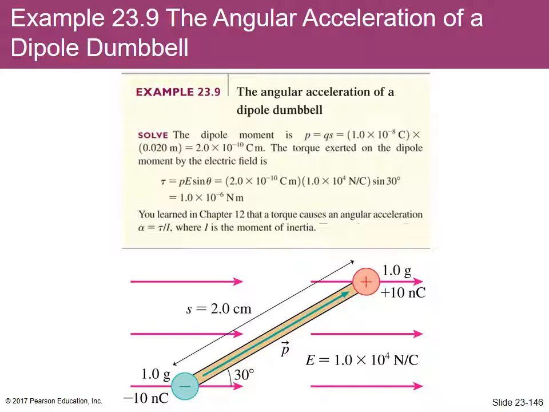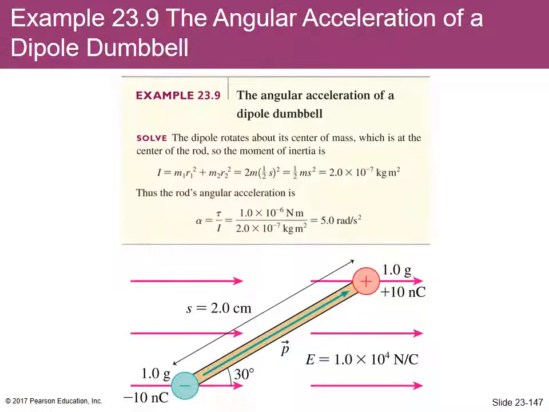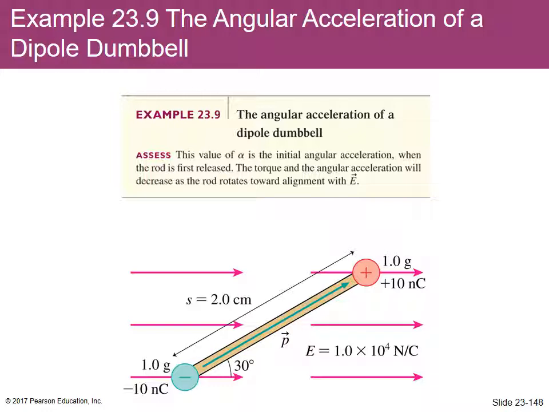The angular acceleration is the torque divided by the moment of inertia of the system. The system is two masses, each a distance s over 2 from the center of mass. The moment of inertia is 2 times 10 to the minus 7 kilogram meter squared, which gives an angular acceleration of 5 radians per second squared. This value of alpha is the initial angular acceleration, when the rod is first released. The torque and the angular acceleration will decrease as the rod rotates toward alignment with the electric field.